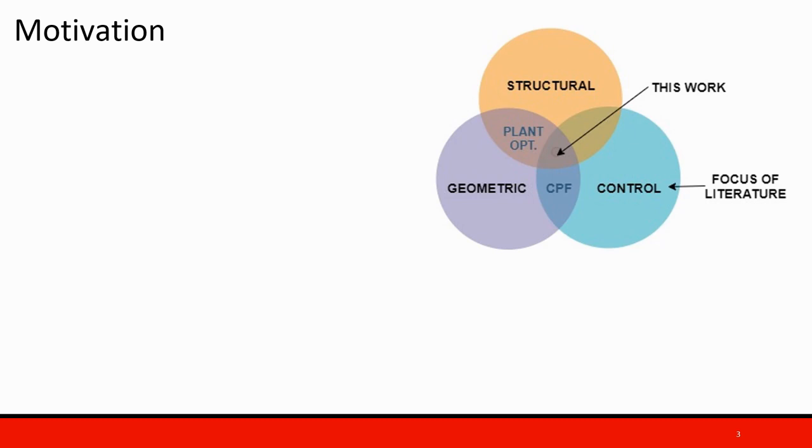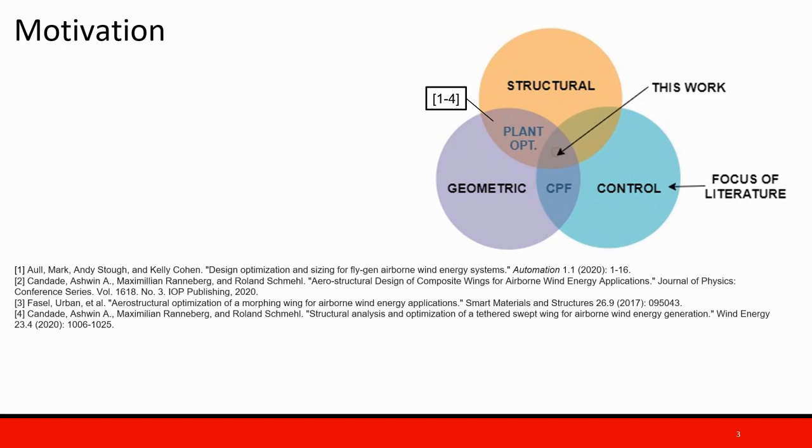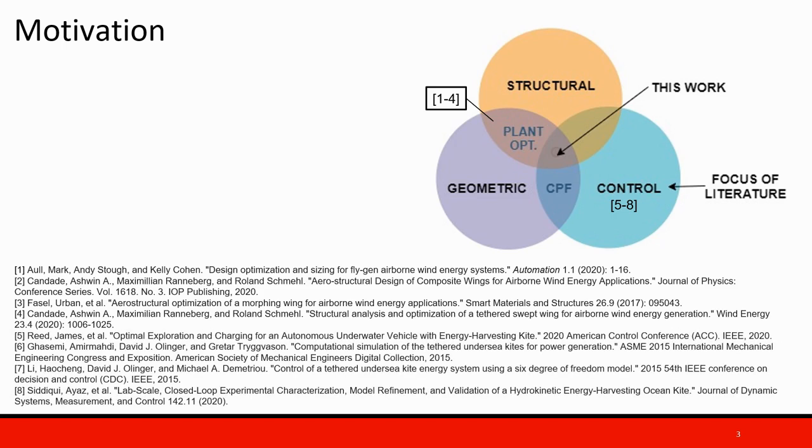The focus of the literature, both in marine hydrokinetic kites and the sister field airborne wind energy systems, has been in the dynamic modeling and control aspects of the system. Given the complexities associated with closed-loop control of such a system, this focus is well deserved. However, plant optimization can significantly improve the power generation capabilities of the system. While geometric and structural considerations have been looked into before, they've not been studied along with control.